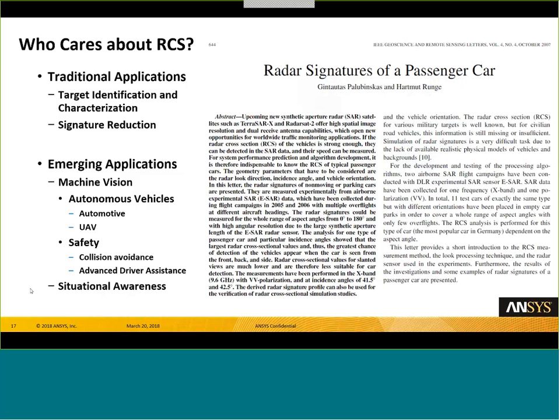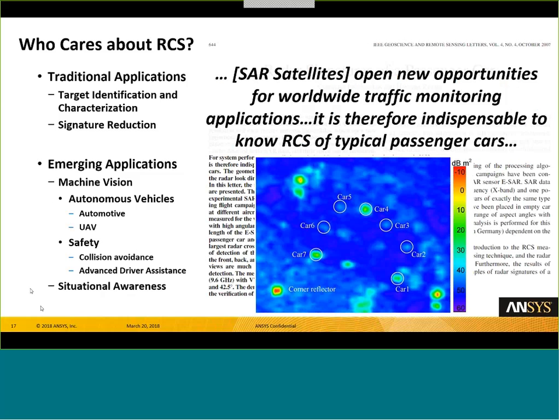So finally, in the category of situational awareness, that involves a large space where radar imaging can really add to the intelligence of decision-making systems. So here's just one example that we pulled from a publication on remote sensing, where synthetic aperture radar satellites are being proposed as a way to develop global traffic monitoring systems. And in this application, the RCS of passenger cars is really indispensable in applying this type of monitoring technology.